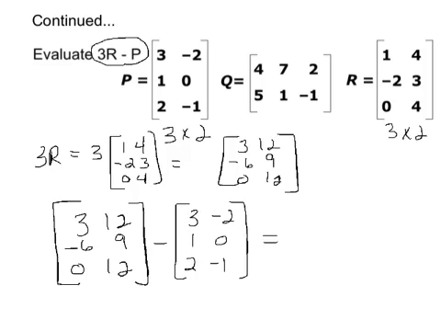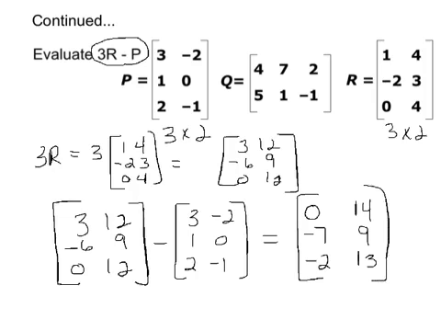I'm going to do the subtraction. 3 minus 3 is 0. 12 minus negative 2 is 14. Negative 6 minus 1, negative 7. 9 minus 0 is 9. 0 minus 2 is negative 2. 12 minus a negative 1 is 13. There is your answer. Cool?